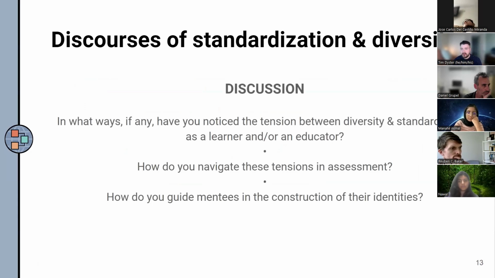And so I wanted us to use this paper to think through a few different questions. The first is, all of us are sort of fish in this water. So I was curious, in what ways, if any, have you noticed the tension between diversity and standardization as either a learner or as an educator? And then how do you navigate these tensions in assessment, and how do you guide your own mentees as they seek to construct their professional identities? So 3 big questions, but all which feel like they flow naturally out of the paper.